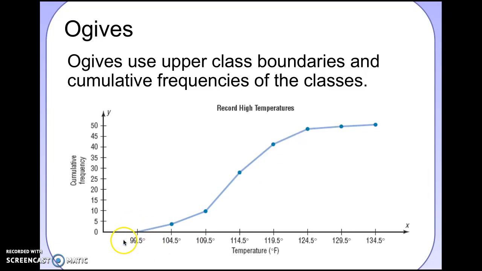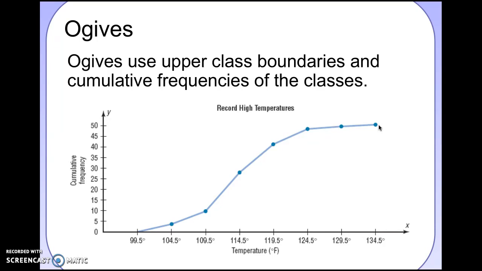The lower bound will be the 0 cumulative frequency, and then it goes all the way up. As you can see, the points continue to get higher and higher. Hopefully that makes sense to you, because we are talking about a cumulative type of situation as each thing goes.